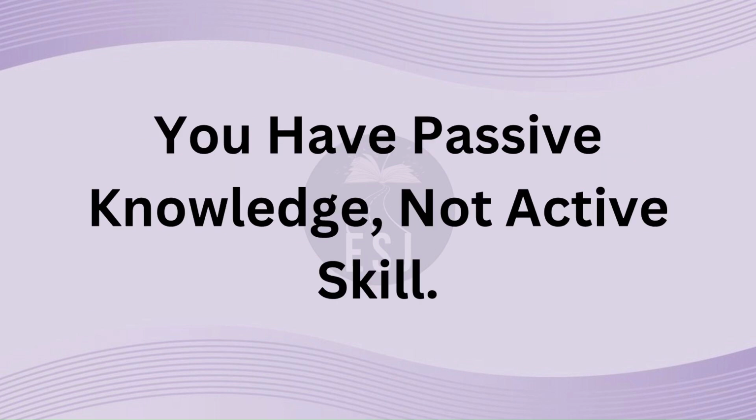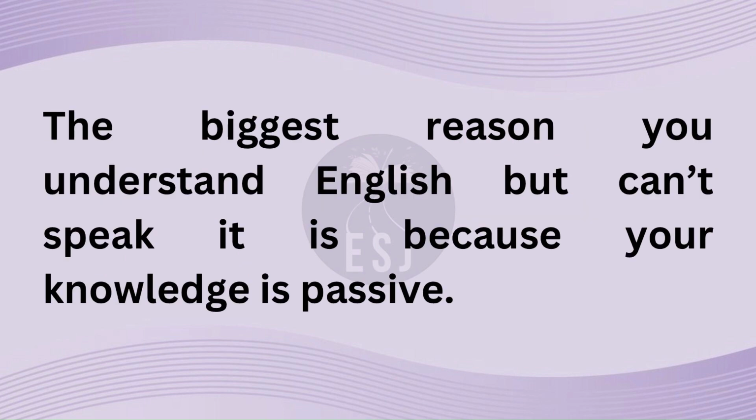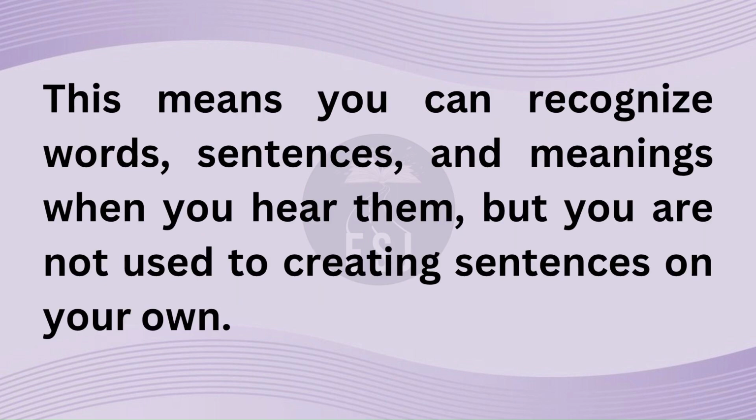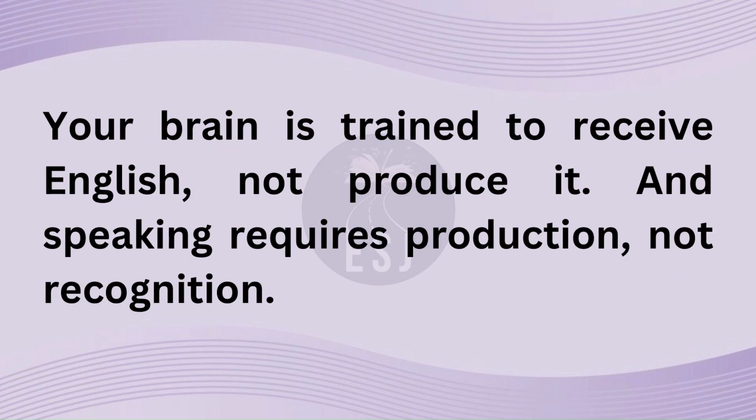You have passive knowledge, not active skill. The biggest reason you understand English but can't speak it is because your knowledge is passive. This means you can recognize words, sentences, and meanings when you hear them, but you are not used to creating sentences on your own. Your brain is trained to receive English, not produce it. And speaking requires production, not recognition.